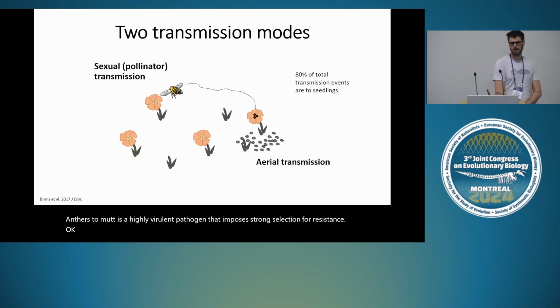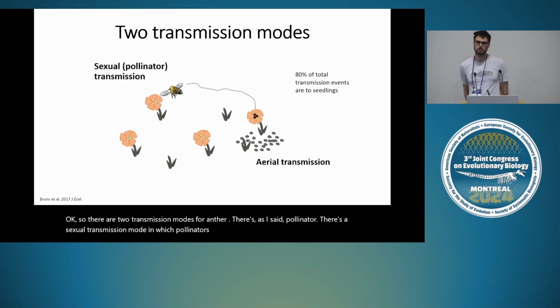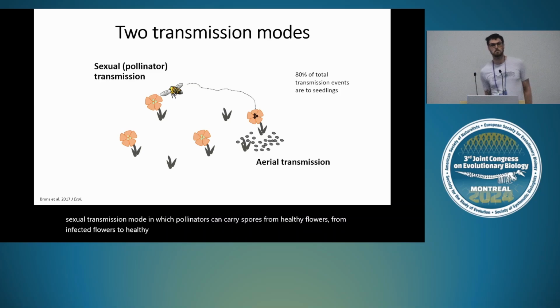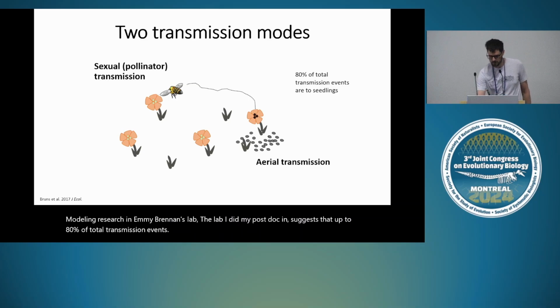Okay, so there are two transmission modes for anther-smut. There's a sexual transmission mode, in which pollinators carry spores from infected flowers to healthy flowers, but there's also an aerial transmission mode, in which infected plants can drop spores on nearby seedlings. Modeling research in Emmy Bruns' lab, the lab I did my postdoc in, suggests that up to 80% of total transmission events are to seedlings.